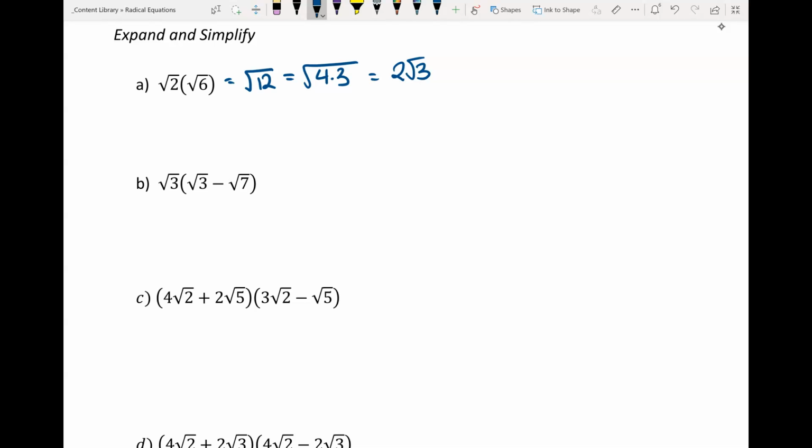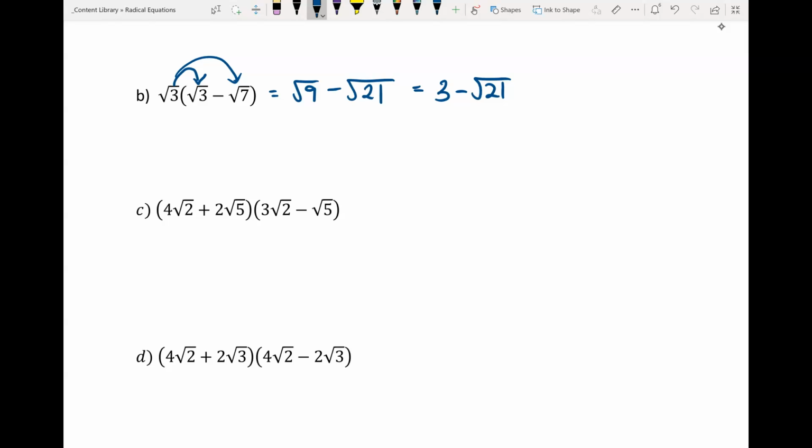Moving on to the next one. We have root 3 times root 3 minus root 7. I'm going to multiply this root 3 with the root 3 inside the bracket, and then also multiply it by negative root 7. For our first one, root 3 times root 3 is root 9. Root 3 times root 7, we'll leave the square root alone, and 3 times 7 is 21. We do know what the square root of 9 is, and that is 3. I'm going to leave the root 21 alone just because we can't simplify that any further.